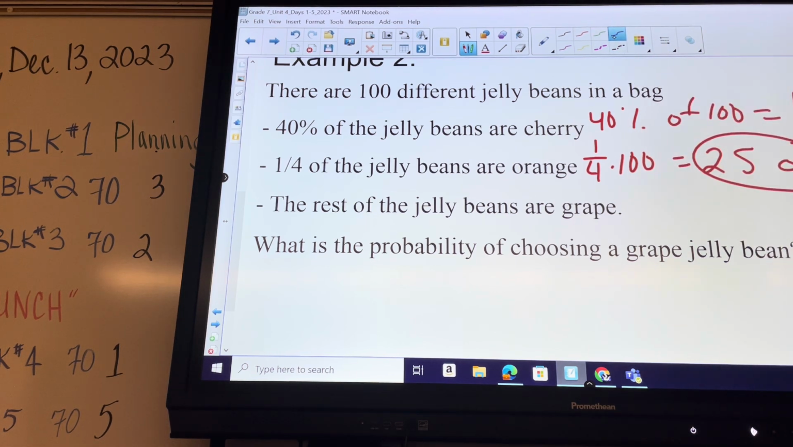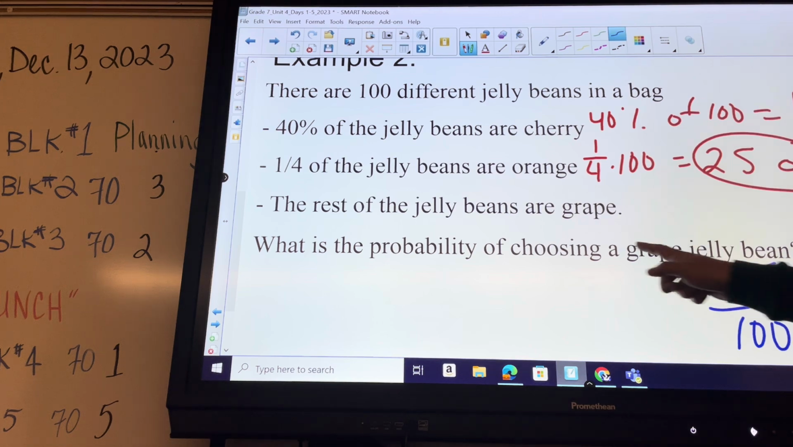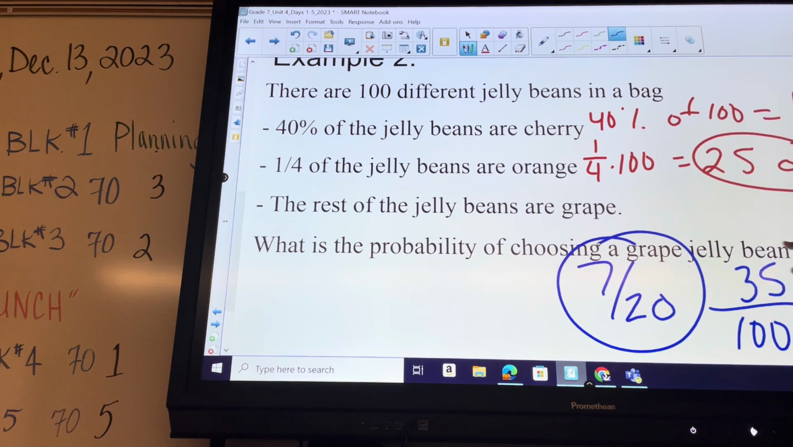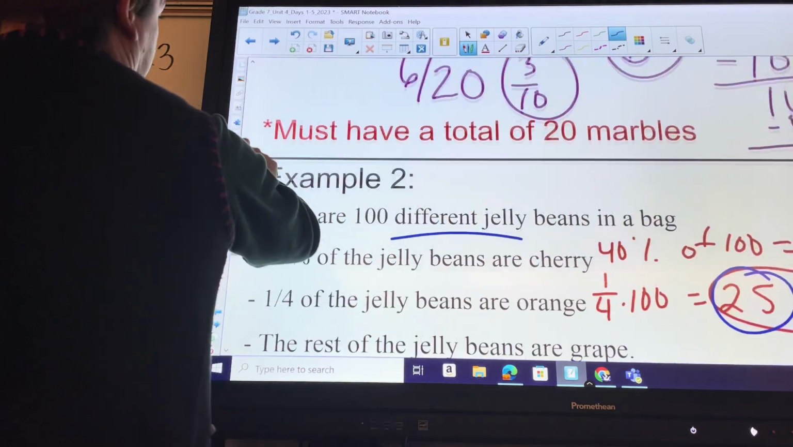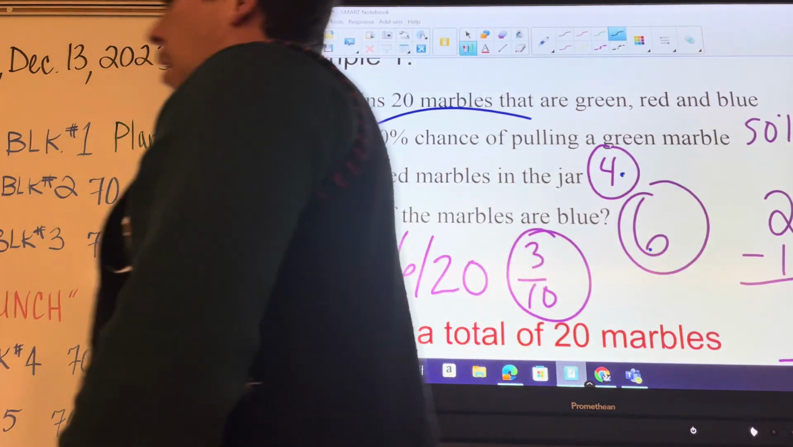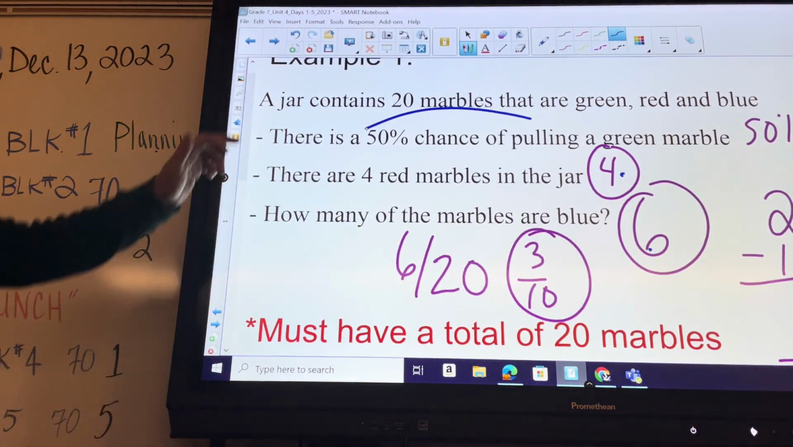Well, there's 100 altogether. Minus these 65 leaves us with 35 that are grape out of 100 total, which is a 35% chance it occurs. If you needed to simplify that, you would simply type the fraction bar. You'd go 35 over 100 and see that it simplifies to 7 over 20. 35, 25 and 40 add up to 100. Up here, 6, 4, 10 add up to 20. The percentages will add up to 100.